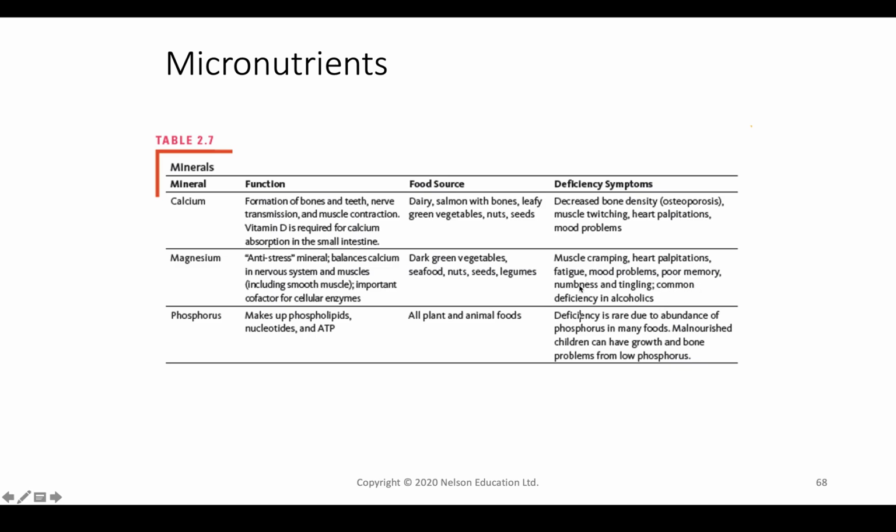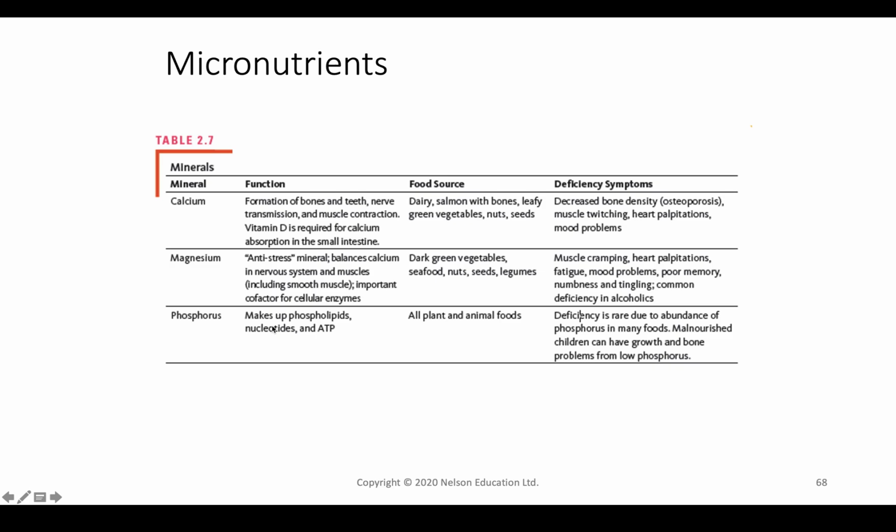This is another common deficiency in alcoholics due to nutritional deficits that can occur as a side effect of alcoholism. Phosphorus is really important in making up, remember that phospholipid bilayer we talked about? Yeah, the phospholipids are right in that. Also ATP, that P stands for phosphorus, or phosphate, right? We also are going to have it in the nucleotides.